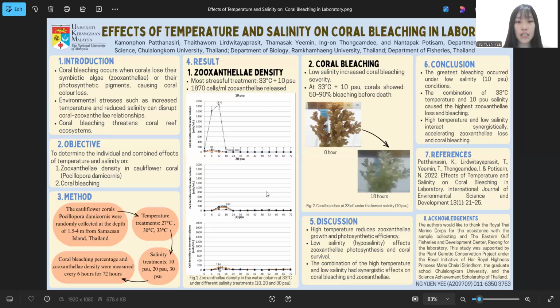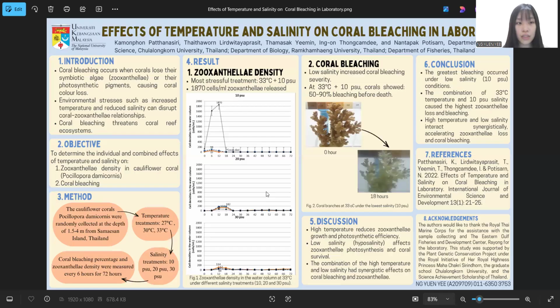The coral bleaching image in figure 2 also shows the visible color loss under the same treatment at 33 degrees Celsius and 10 PSU condition. The coral shows approximately 10 to 90% bleaching before death. Figure 2 shows that after 18 hours, the coral exposed to 33 degrees Celsius and 10 PSU salinity is dead. So the result suggests that temperature and salinity interact to influence coral health.